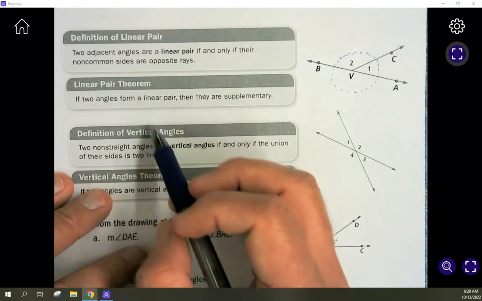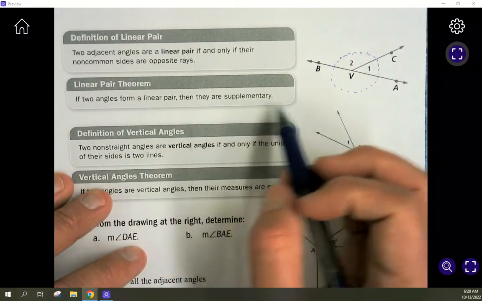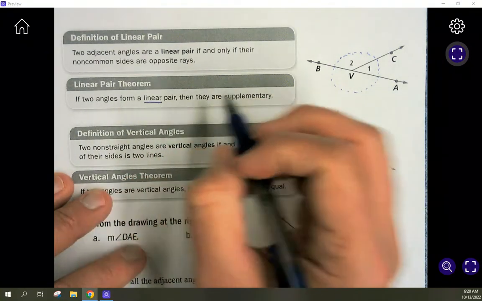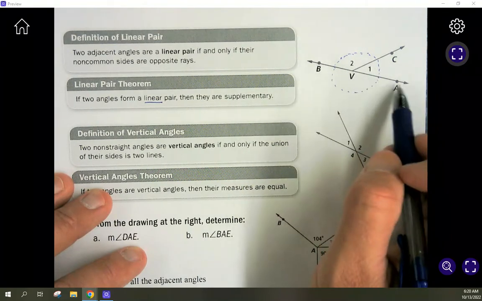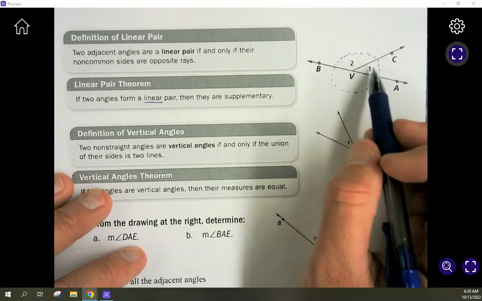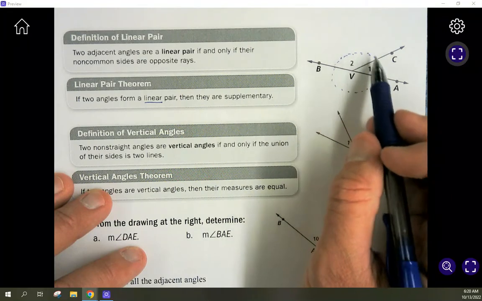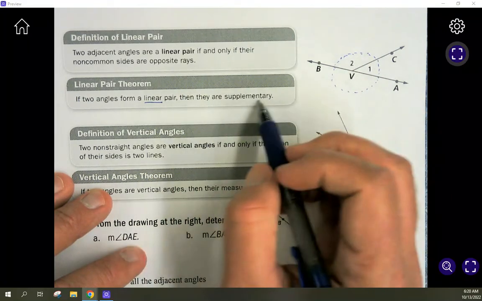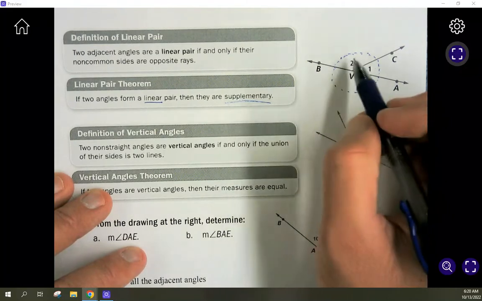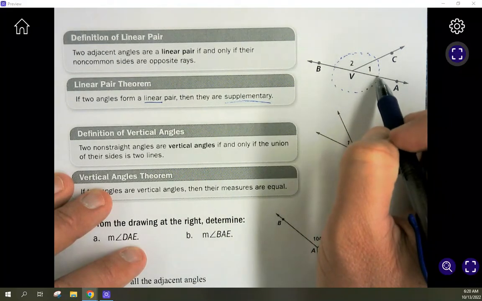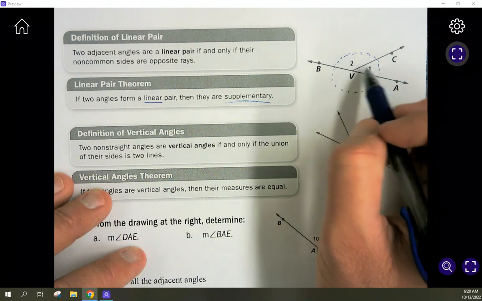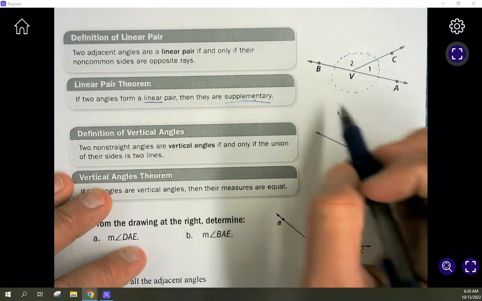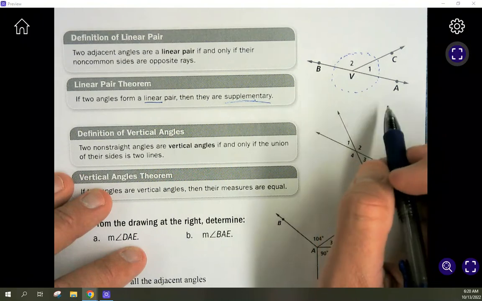So the linear pair theorem says if two angles form a linear pair, and linear means a line, so we have a line, a straight angle formed by a line, which is 180 degrees. Linear pair means two angles on one side of a line. We know they are supplementary because we know a straight angle is 180 degrees. A linear pair is splitting up that 180 degrees. So if I add them together, they have to be supplements. They're going to add up to 180.